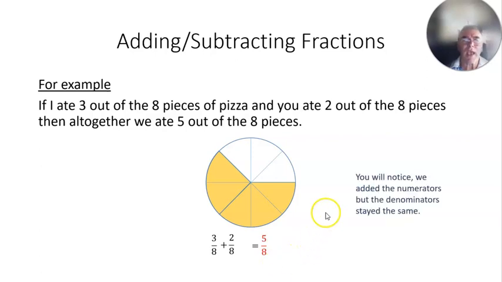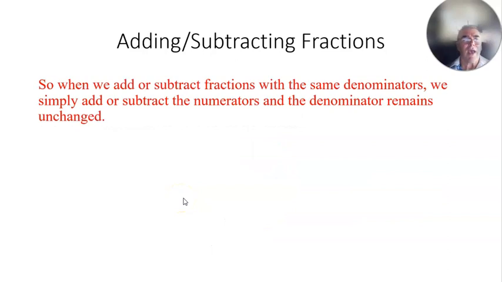So you'll notice we added the numerators together, but the denominators stayed the same. So 3 eighths plus 2 eighths was 5 eighths. It did not become 5 sixteenths. Right? That didn't all of a sudden change into 16 pieces. So 3 eighths plus 2 eighths is our 5 eighths. So when you add or subtract fractions with the same denominators, we simply add or subtract the numerators and the denominators remain the same.